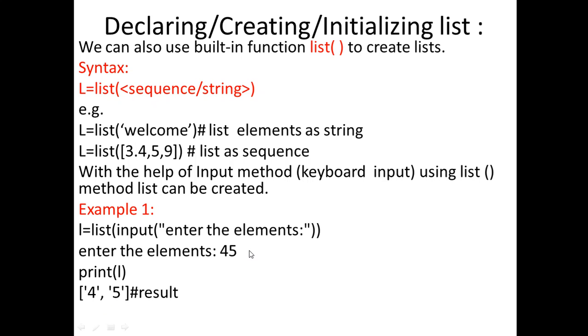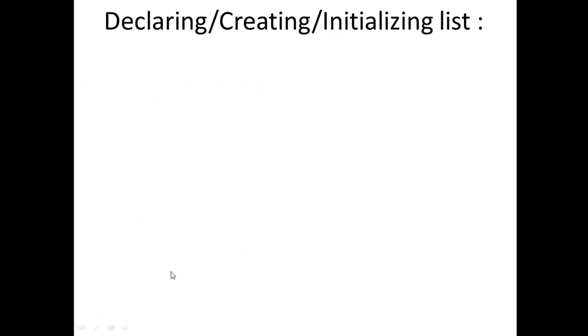So 4, 5 you have given as an integer value, but in the output you can see the result has come. The value or the item which you have entered is treated as a string, and the result is showing you as a string. So 4 and 5 are treated as strings contained inside the square brackets. When you use the list function, whatever you enter, whether it is a string or a number, it will be treated as a string in the output. This is example 1.